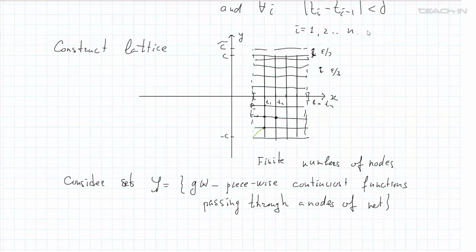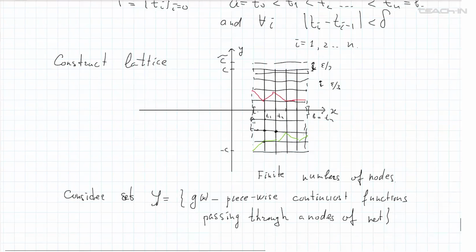For example, this, and this. Yes. Or this. Because we have a finite number of nodes, the set Y is finite.